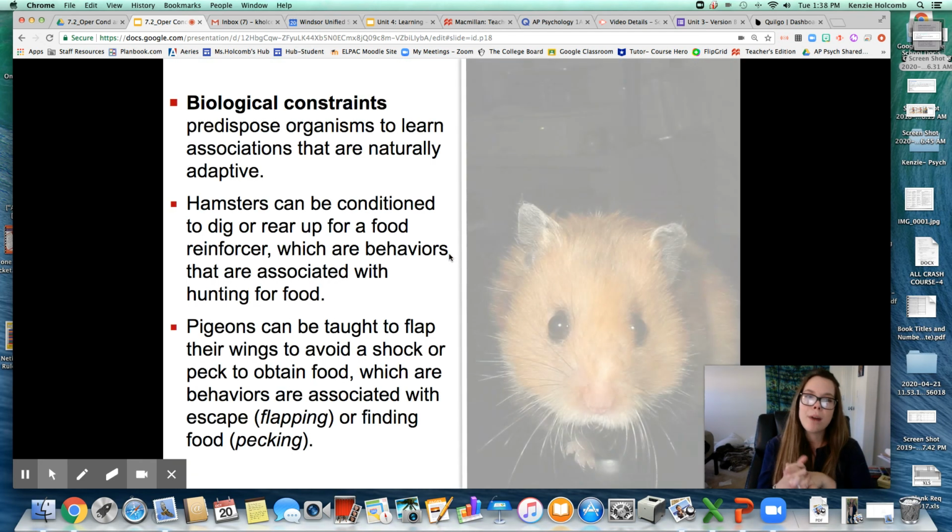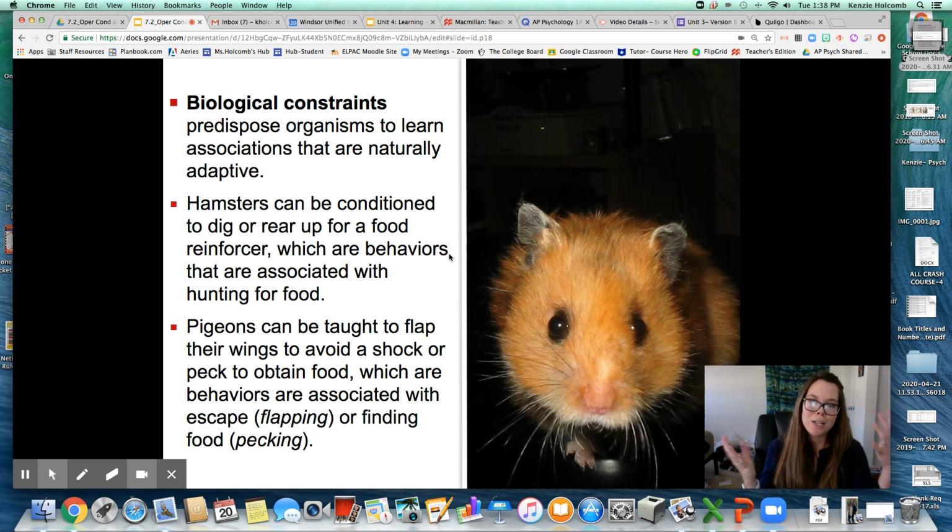So thinking about biological constraints, just like I talked about in the last lecture, we can't train a fish to climb a tree, right? Biologically, animals are predisposed to do certain things. So it'd be really crazy to try to teach a mouse how to type full sentences on a keyboard because that's just not what their mental capacity is, right? So biological constraints predispose organisms to learn associations that are naturally adaptive.